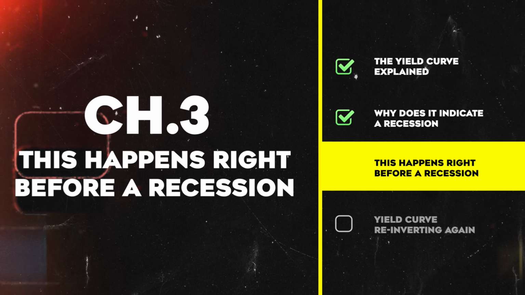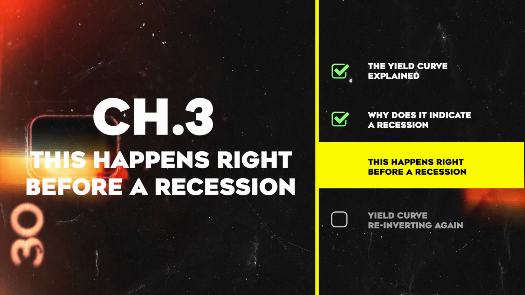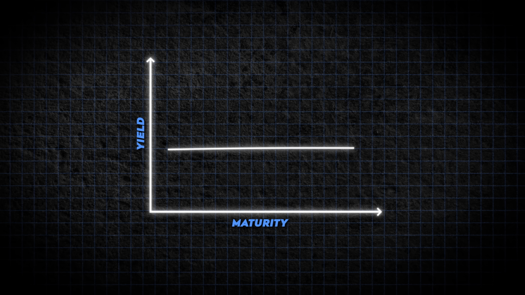Okay, so at this point we understand that yield curves invert before the recessions hit. But one thing that most people don't know is that the yield curve usually starts to flatten or uninvert right before the recession actually starts.